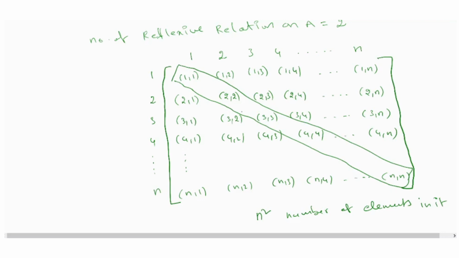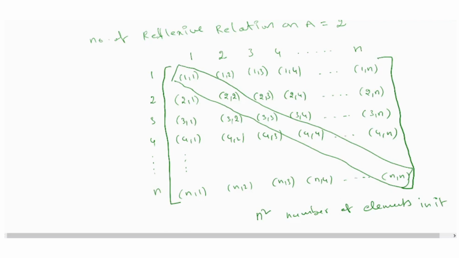So how many elements are there here? 1, 2, 3, 4 and so on. It is n elements. It is like an n by n square matrix, so the principal diagonal contains these n elements. These n elements have only one possibility. There is no other selection. If R is reflexive on A, all these n are already selected. These n elements are compulsory and must be in that set. Then only it is reflexive on A.